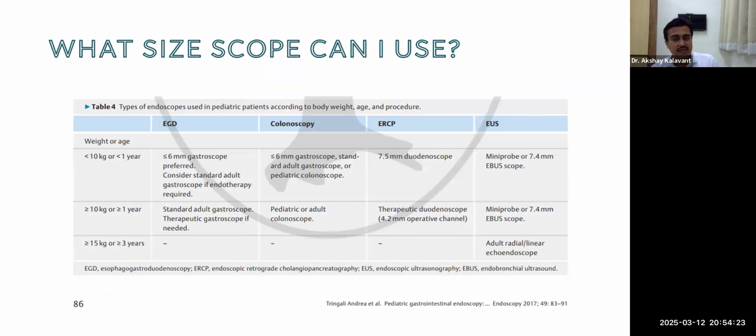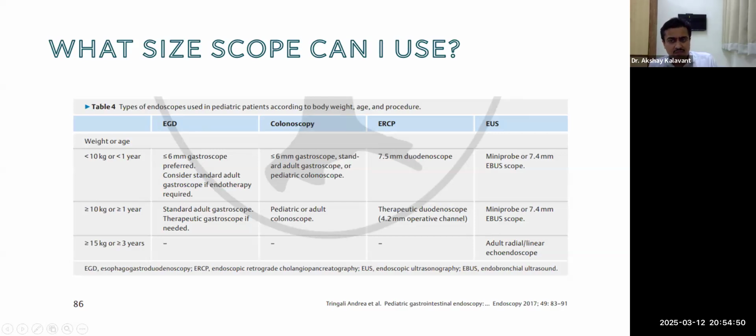So which is about 9.8 millimeter in diameter. So can we use that? This is a recommendation from NASPGHAN, the North American Society for Pediatric Gastroenterology, Hepatology and Nutrition, where they say that it is preferable to use a 6 millimeter gastroscope for children less than 10 kilograms. But here they again mention that you can consider using a standard adult gastroscope if endotherapy is required.